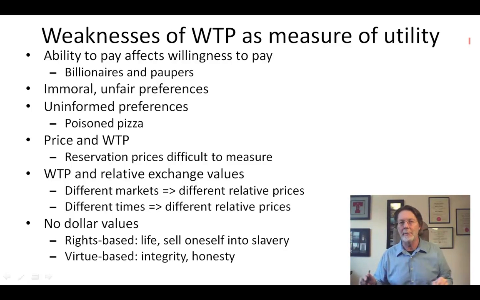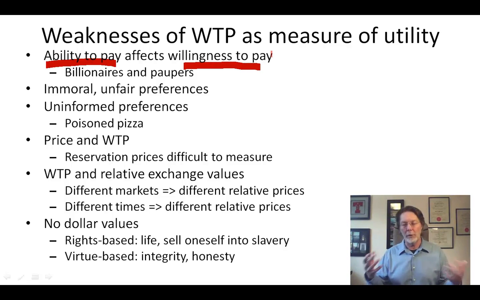Well, there's a list here, more than several. The first and biggest thing is that ability to pay affects willingness to pay. If you have more money, even though you want something maybe just as much as somebody who has less money, you're going to be willing to pay more for it because you have more money. Billionaires are going to be willing to pay more for things than paupers. And so it screws up the interpersonal comparison with this measure of willingness to pay.